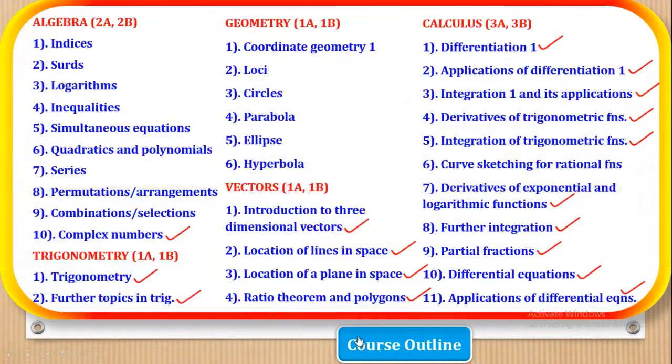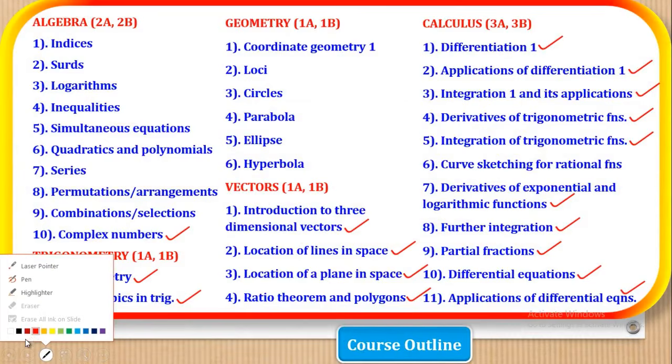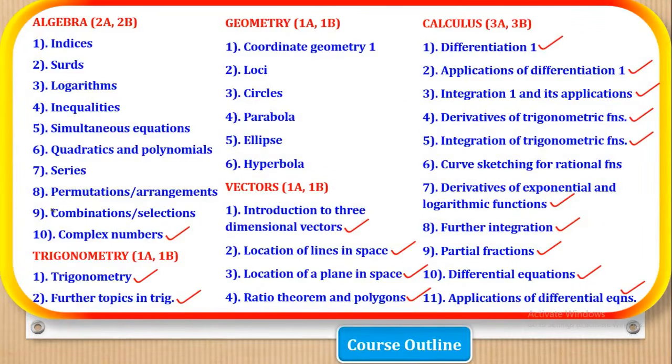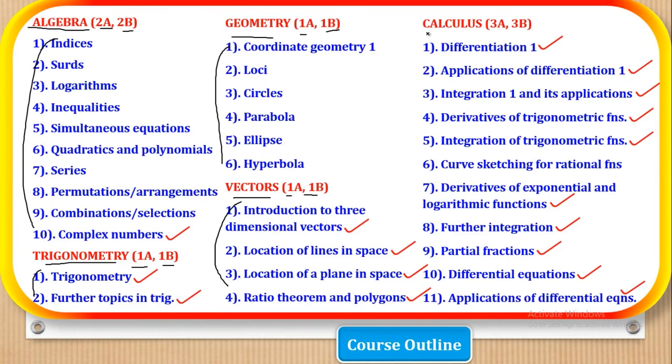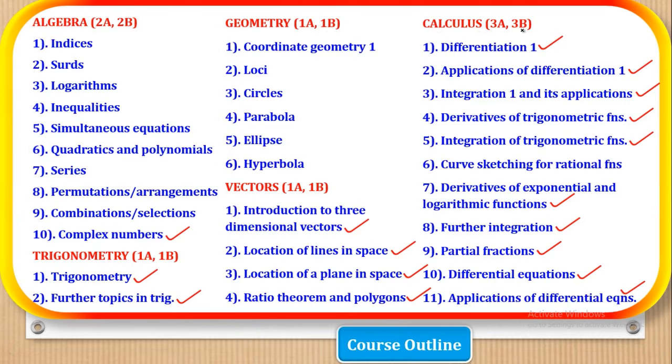So far this is our progress, and like I told you, Math paper 1 is divided into 5 parts. One is algebra, where 2 questions come in section A and 2 in section B, and these are the topics. Next is trigonometry, where 1 question comes in section A, 1 in section B. Next is geometry, where 1 comes in section A and 1 in section B. Next is vectors, where 1 comes in section A and 1 in section B. And lastly, calculus, where 3 questions come in section A and 3 in section B.